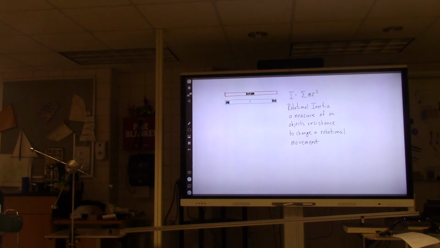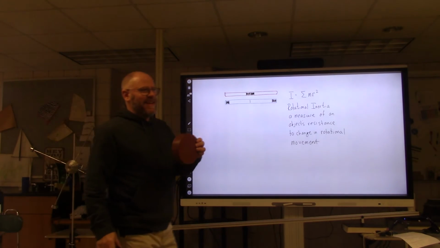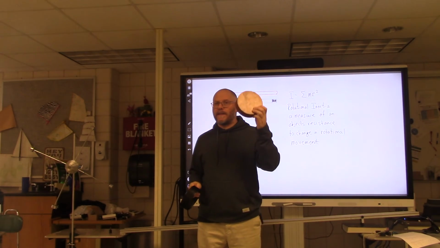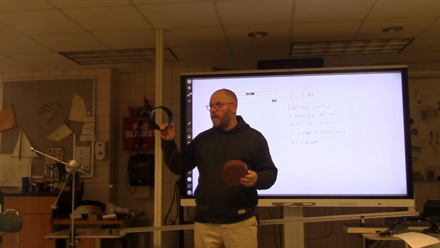What do you notice about this one's metal? This is called a hoop, and this one's called a disc. They have very specific names. It's like a bread and a bagel. Are they the same mass? They are. They have the same mass and the same radius. This is the disc, this is the hoop.